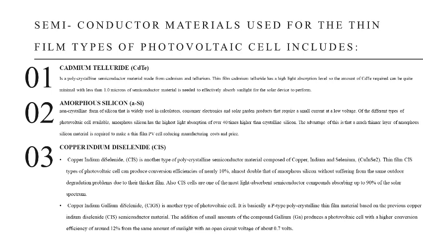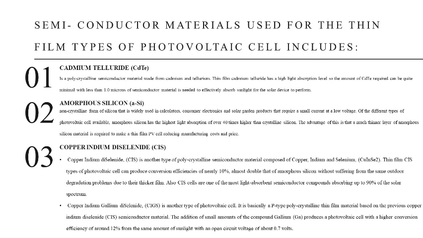CuInSe2. Thin film CIS types of photovoltaic cells can produce conversion efficiency of nearly 10%, almost double that of amorphous silicon, without suffering from the same outdoor degradation problem due to their thicker films. Also, CIS cells are one of the most light absorbent semiconductor compounds, absorbing up to 90% of the solar spectrum.